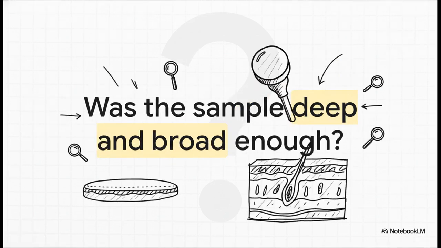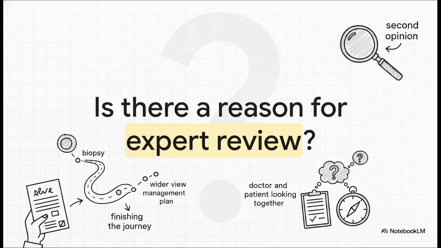Question 4. Was the sample deep and broad enough? Was this just a partial sample, or was it a true attempt to remove the entire visible lesion? Knowing the intent of the biopsy helps clarify exactly how much weight you should put on those results. And finally, question 5, is there an addendum or reason for expert review? Ultimately, your biopsy is just the very first step on the map. Now that you know how to read that map, are you ready to get in the driver's seat and navigate the wider view with your doctor?